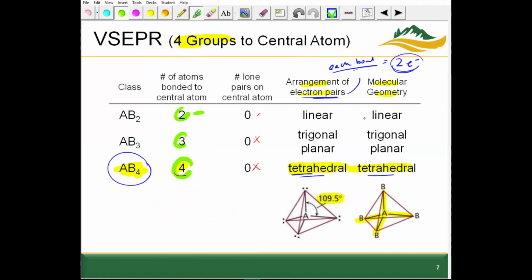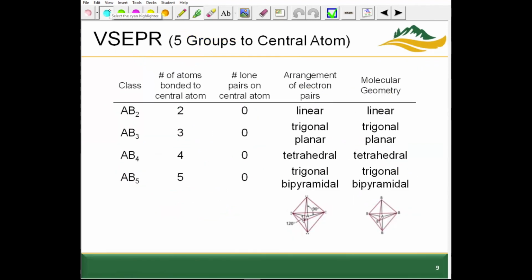So 2 is linear, 3 is trigonal planar, 4 is tetrahedral. Next, let's go into this class of AB5. So 5 groups bonded to the central atom.